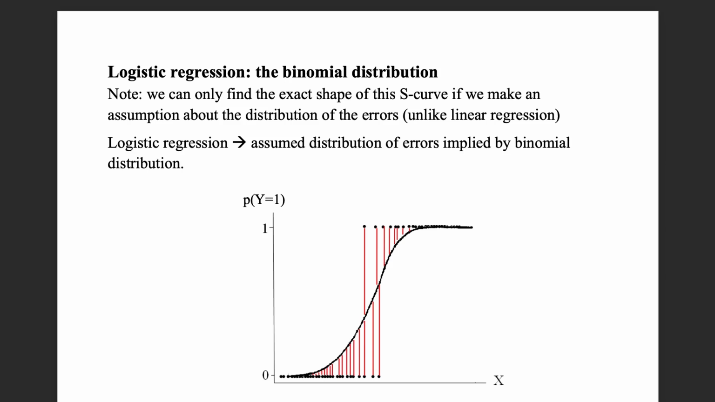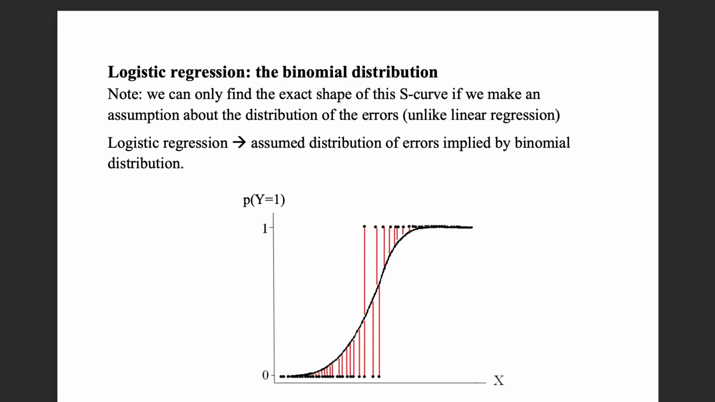Something either happens or it doesn't happen. A coin either comes up heads or it doesn't come up heads. So it makes a lot of sense to consider the binomial distribution as the right distribution for our events if we are interested in these binary dichotomous events where either something happens or it doesn't happen.